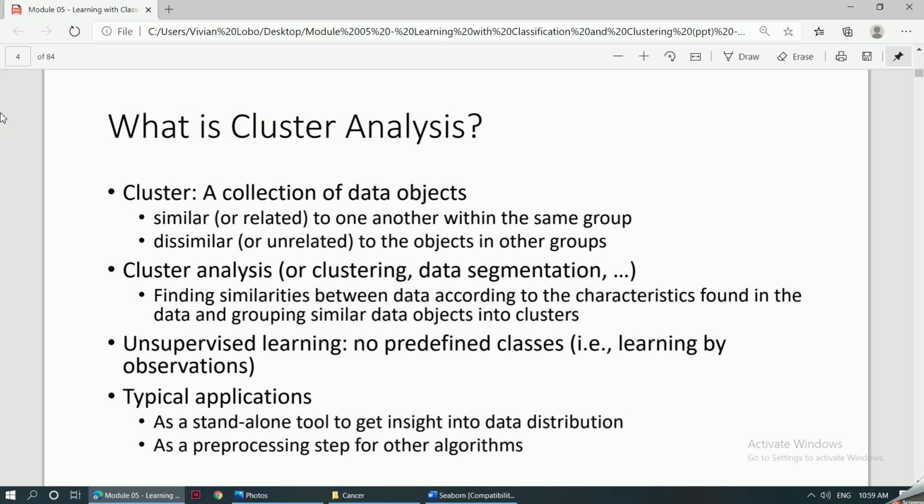Clustering is basically used for unsupervised learning. Unsupervised learning, as we all know, means there is no labeling, no predefined classes. That is, learning takes place in unsupervised learning through observations. What are the typical applications of cluster analysis? As a standalone tool to get insightful information about the distribution of the data, we use clustering, and it is also used as a pre-processing step for other algorithms.